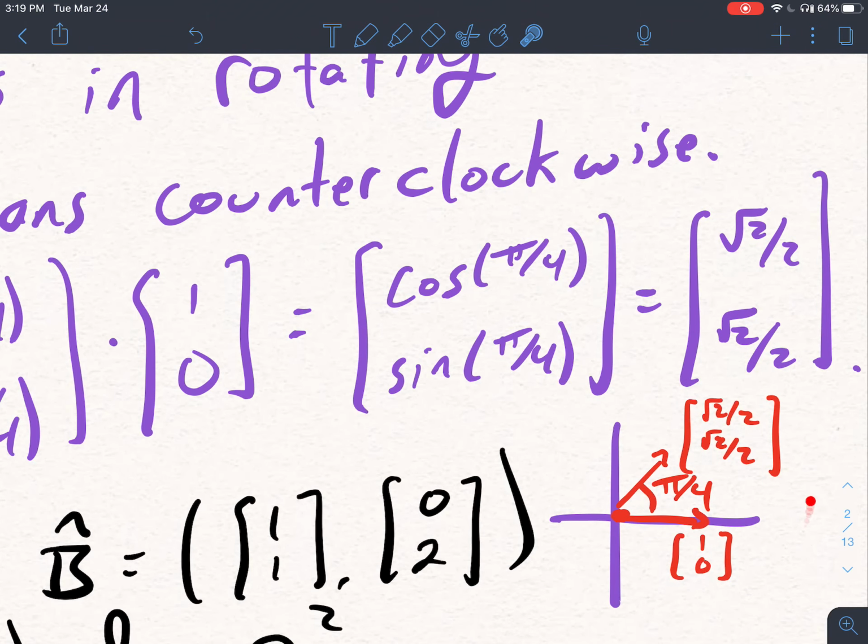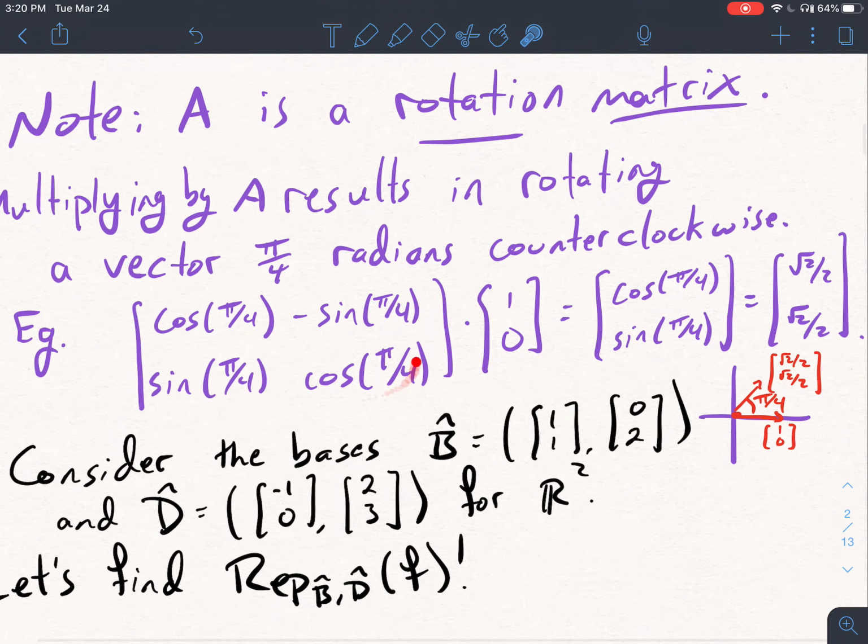So let me zoom in a little bit to get our picture of what's going on here. Sorry, this is a little bit small, but we're taking the vector (1, 0), which is just pointing straight out to the right, and that is getting sent to the vector (square root of 2 over 2, square root of 2 over 2), which you can see is at a 45-degree angle, or pi over 4 radians. So multiplying by this matrix in this case does give us a rotation of pi over 4 radians, and this holds in general for any vector (x, y).